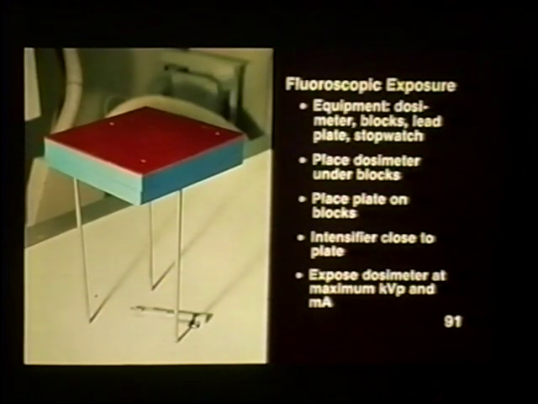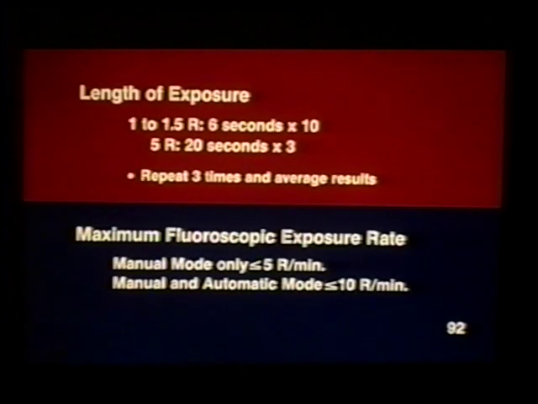Number 92. The length of exposure depends upon the type of dosimeter being used. For a dosimeter with a maximum reading of 1 to 1.5 Roentgens, fluoroscope for 6 seconds and multiply the reading by 10. For a dosimeter with a 5 Roentgen maximum reading, fluoroscope for 20 seconds and multiply the results by 3. Repeat the test 3 times and average the results. BRH regulations state that the maximum fluoroscopic exposure rate shall not exceed 5 Roentgens per minute in the manual mode only and shall not exceed 10 Roentgens per minute in systems with manual and automatic exposure capabilities.